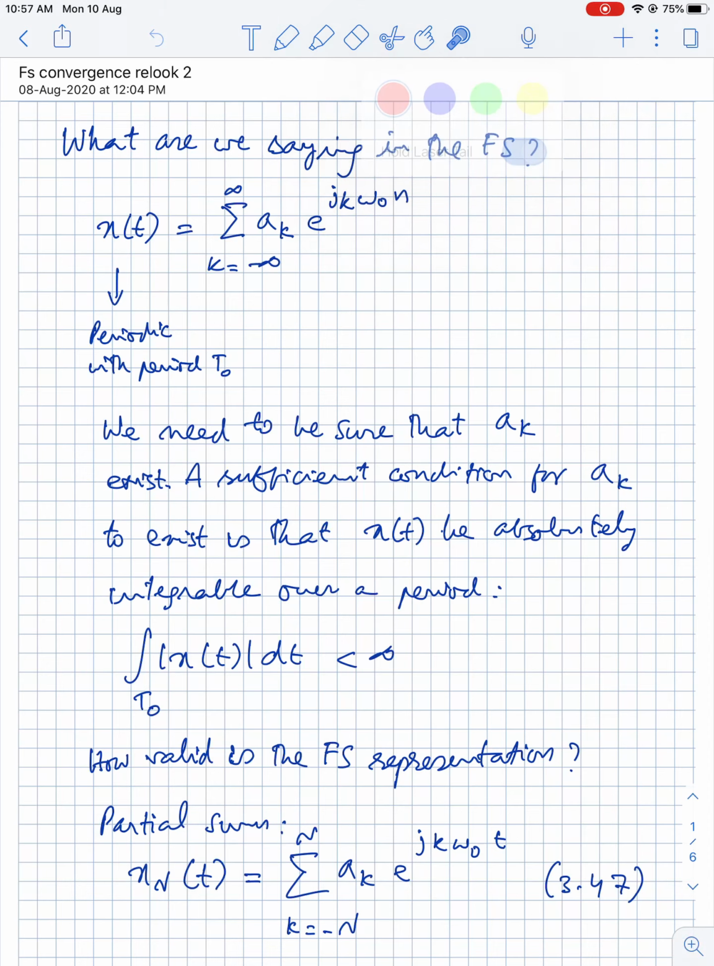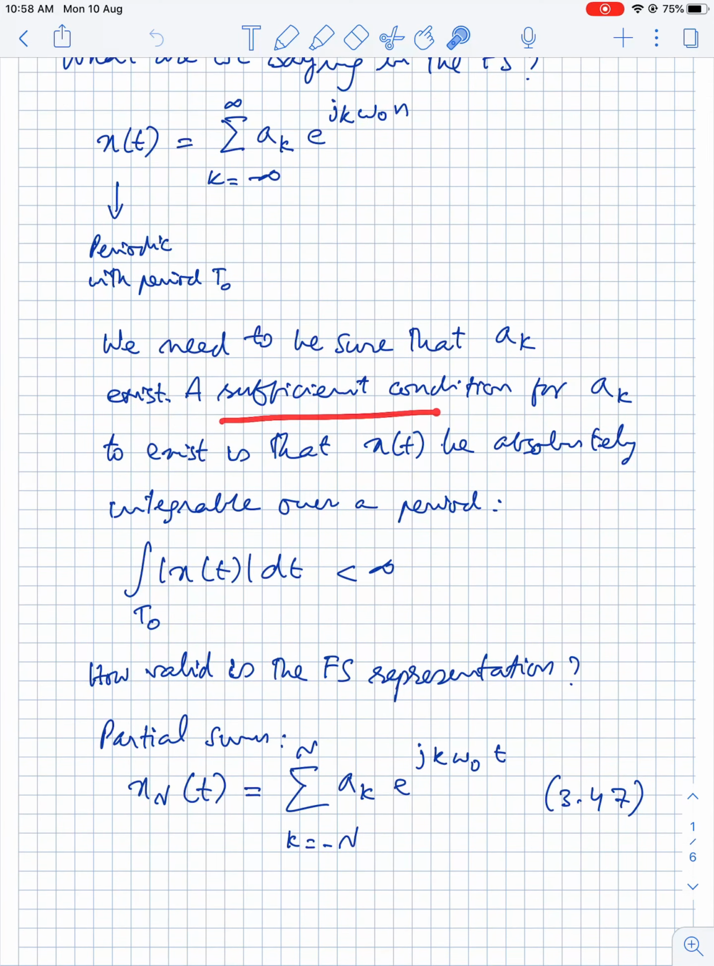First, let us say what we are saying in the Fourier series. There is a periodic signal with period T naught. x of t is that periodic signal, and we are representing x of t as a linear combination of complex exponential signals. The coefficients of the linear combination are the a k's, and you can obtain the a k by the Fourier analysis formula.